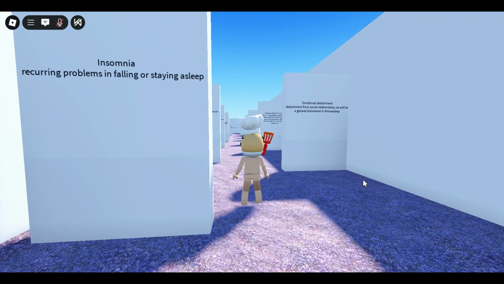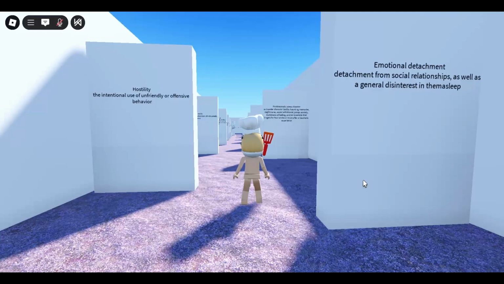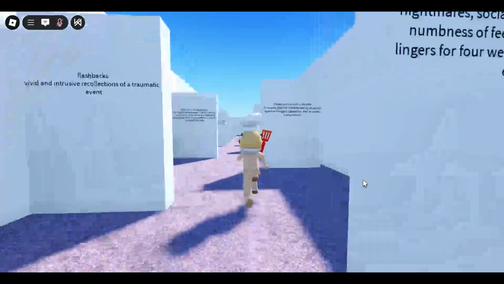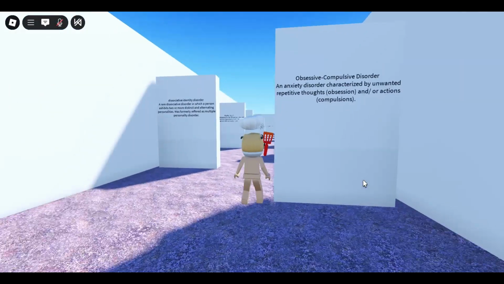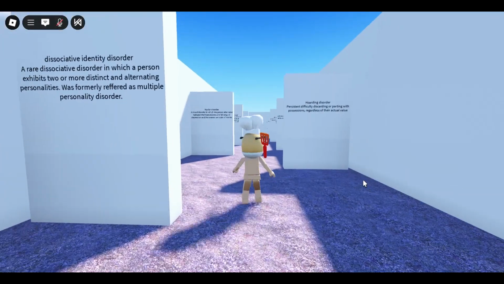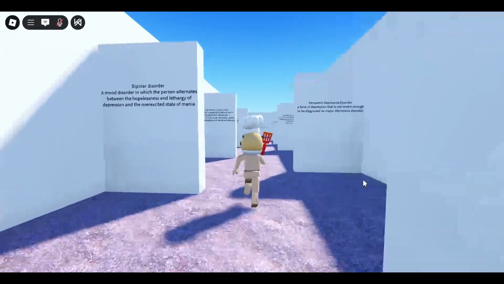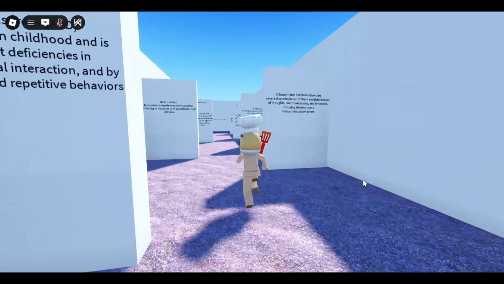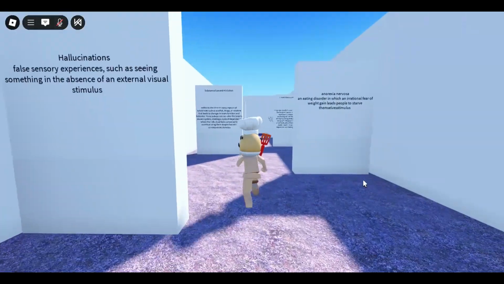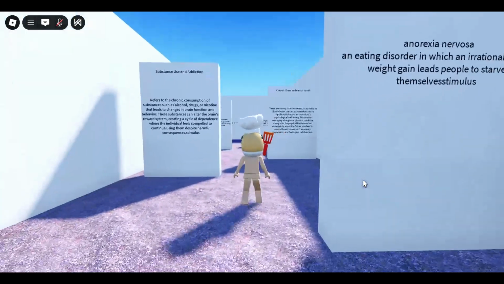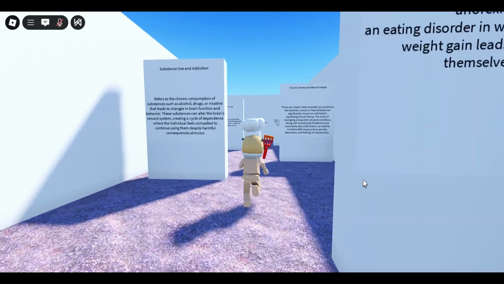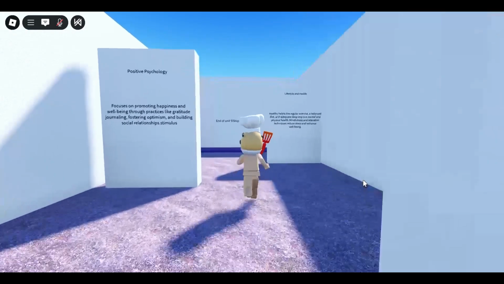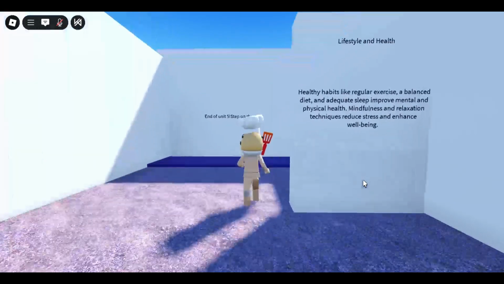And finally, some useful study topics are insomnia, emotional detachment, hostility, post-traumatic stress disorder, flashbacks, obsessive compulsive disorder, dissociative identity disorder, hoarding disorder, bipolar disorder, persistent depressive disorder, autism spectrum disorder, schizophrenic spectrum disorders, hallucinations, anorexia nervosa, substance use and addiction, chronic illness and mental health, positive psychology, lifestyle and health.